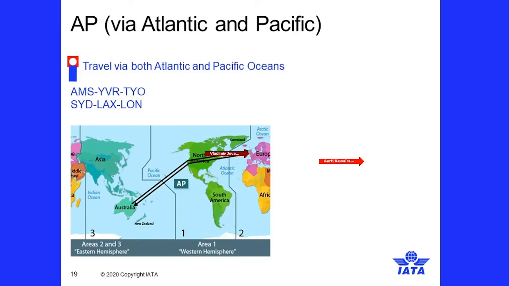Okay, no worries. So, journey: Sydney, LA, London. It's crossing the Pacific Ocean. That means the global indicator will be AP.